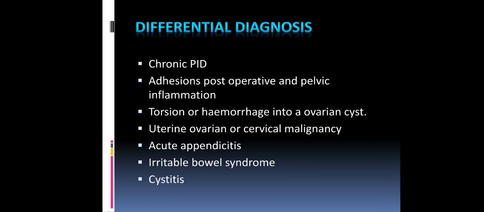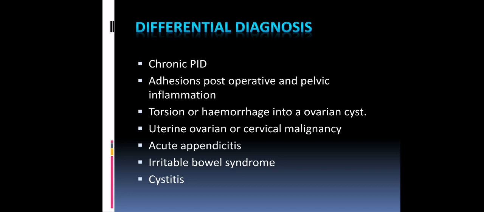Now, the differential diagnosis which comes to your mind when the patient comes to you with chronic pelvic pain includes chronic pelvic inflammatory disease, adhesions, post-operative and pelvic inflammation. It can be due to torsion or hemorrhage into an ovarian cyst. There can be some uterine, ovarian or cervical malignancy. It can be appendicitis, irritable bowel syndrome or cystitis. These are the different differential diagnoses, the underlying pathologies which should come to your mind when a patient comes to you with chronic pelvic pain.